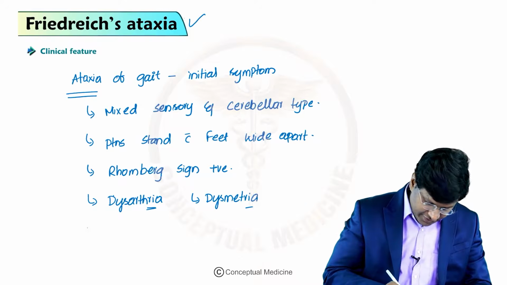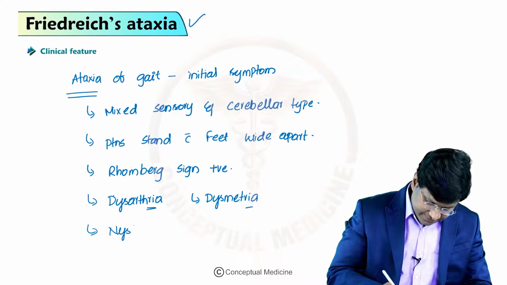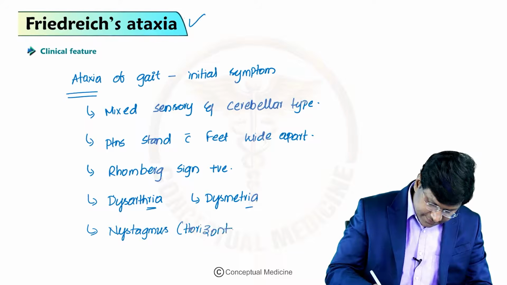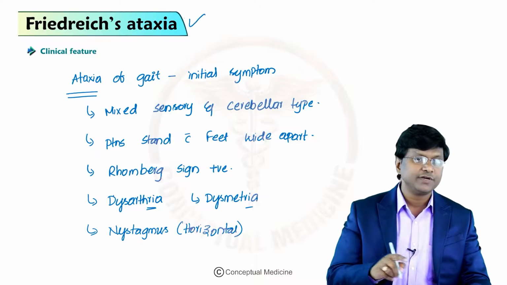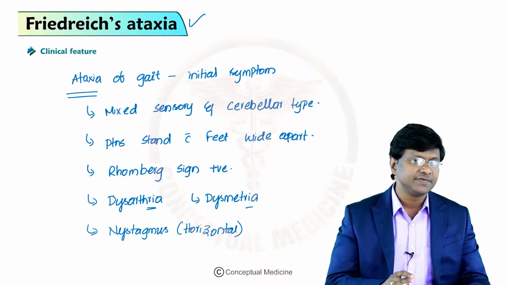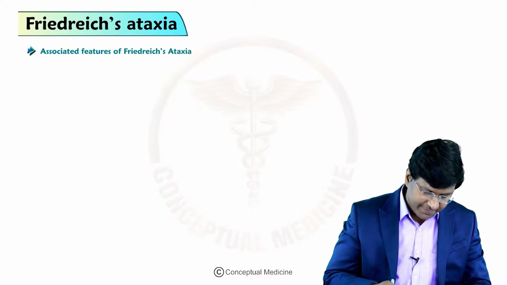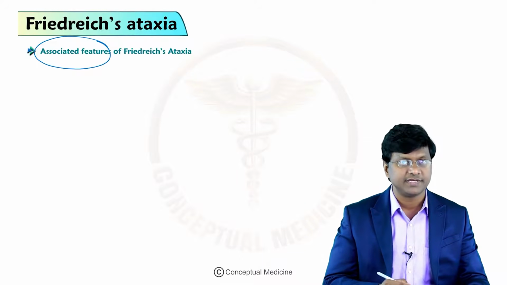And another important feature of cerebellar involvement is nystagmus. Right, and this particular nystagmus is horizontal nystagmus, where there is to and fro movement of the eyeball. That is called nystagmus. So these are the clinical features that you will come across in patients with Friedreich's ataxia. Now, apart from that, these individuals with Friedreich's ataxia also have associated features.